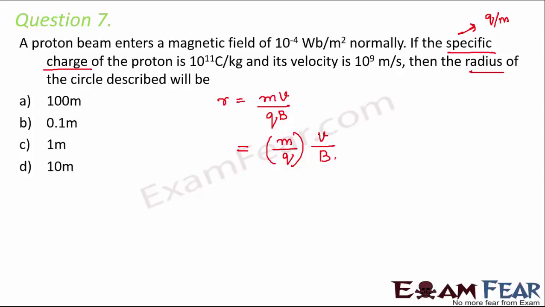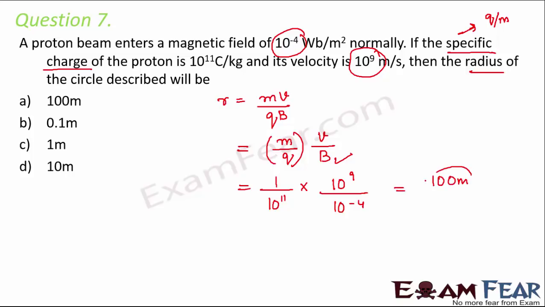So now magnetic field is given as 10 to the power minus 4. Charge by mass is also given, and velocity is also given as 10 to the power 9. So what will be mass by charge? Charge by mass is 10 to the power 11, so mass by charge will be 1 by 10 to the power 11, multiplied by velocity 10 to the power 9 and divided by magnetic field 10 to the power minus 4. So this comes out to be 100 meters. So the correct option is A.